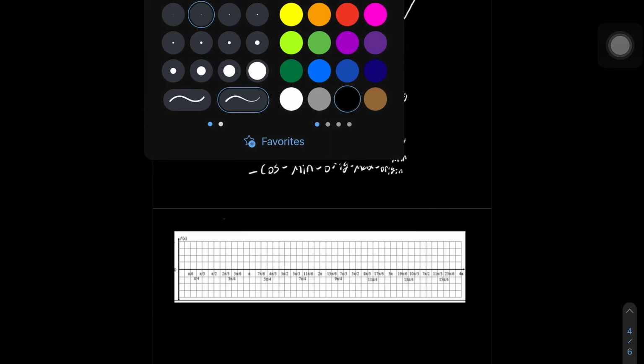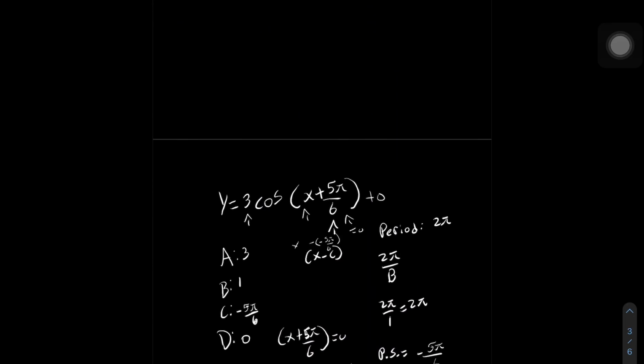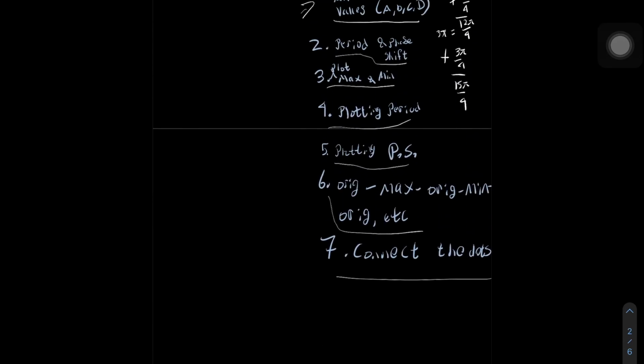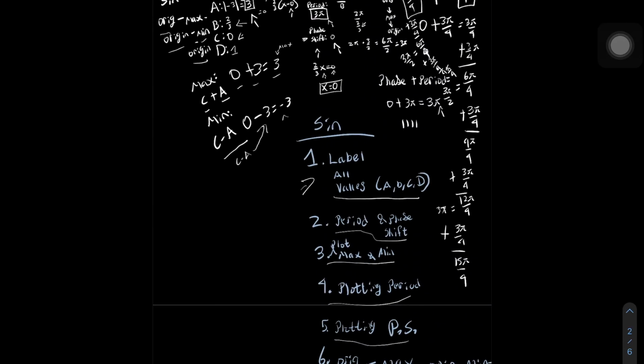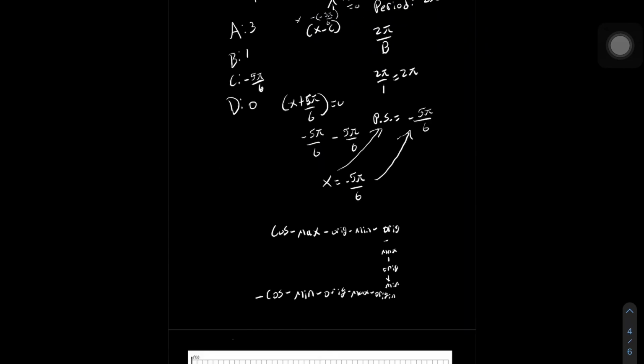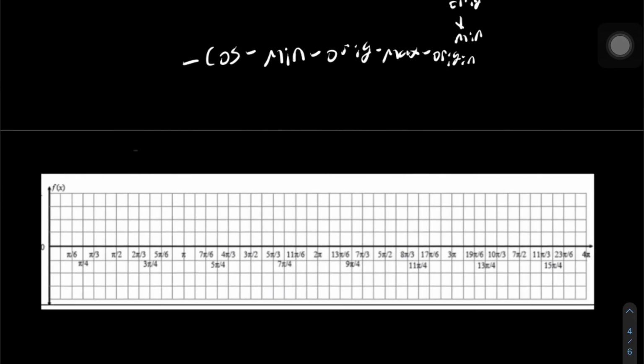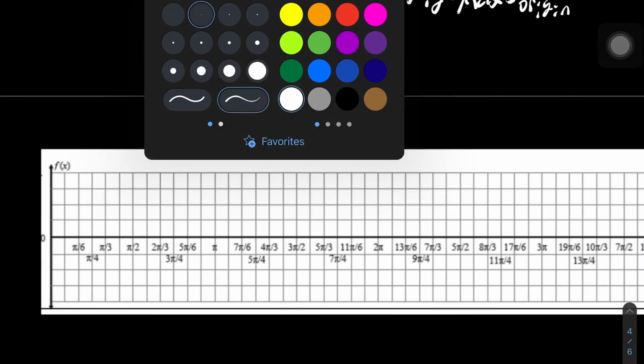Now we are going to go ahead and graph the cosine function y equals 3 cosine of x plus 5 pi over 6. And so we need to start out with going back to our steps. We want to label all our values, which we just did. We found out our period and phase shift. Now we want to plot our max and our min values. We have a phase shift of negative 5 pi over 6, meaning that the graph would start at negative 5 pi over 6 as its first x value.